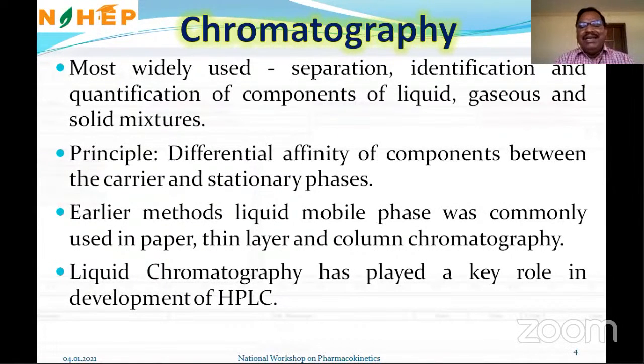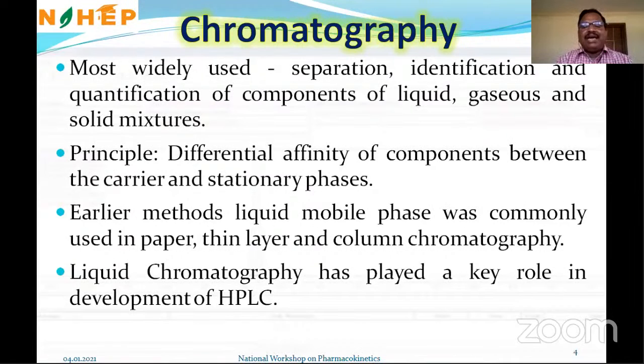In earlier methods, a liquid mobile phase was commonly used in paper, thin layer, or column chromatography. In paper and thin layer chromatography, you all know the paper is used, whereas in thin layer chromatography, silica gel is attached onto an aluminum sheet. Then the mobile phase moving across by capillary force will separate the components of the sample. In column chromatography, a glass column is filled with silica gel, and due to gravitational force, the solvents move through the column and separate the various components of the sample.